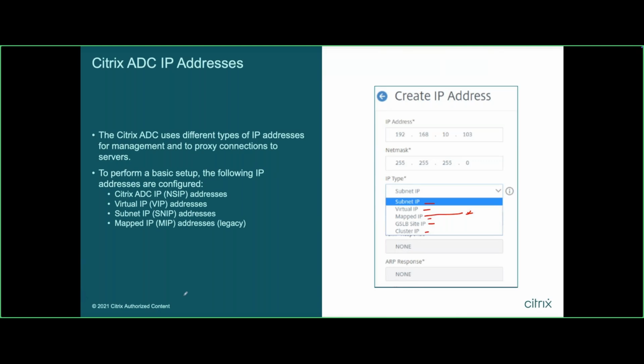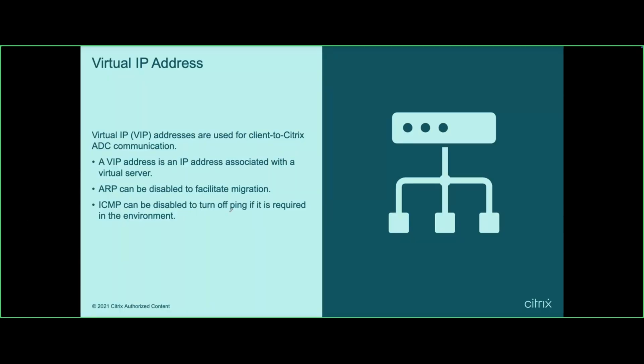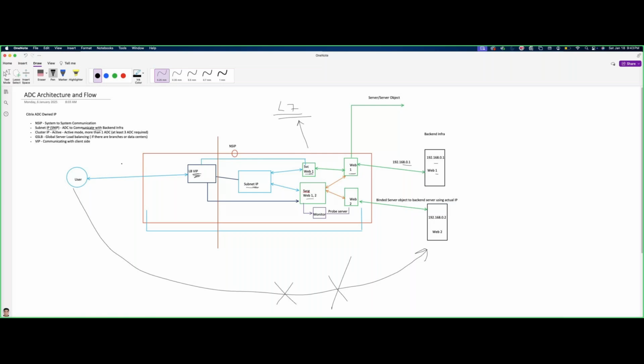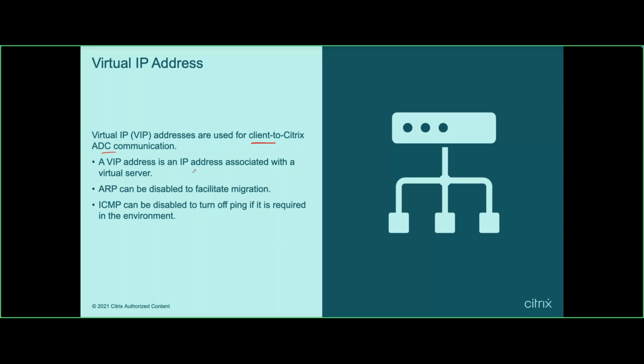And why do we use the virtual IP? Now I'm going to look into each one of them. Virtual IP is the one that is communicating from the client to the ADC, right? This one, the client to the ADC. This is the virtual IP. So this is between the client and the ADC.